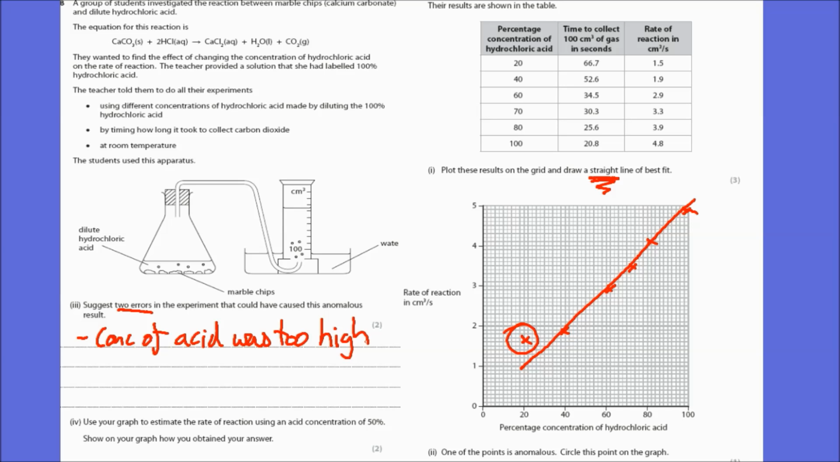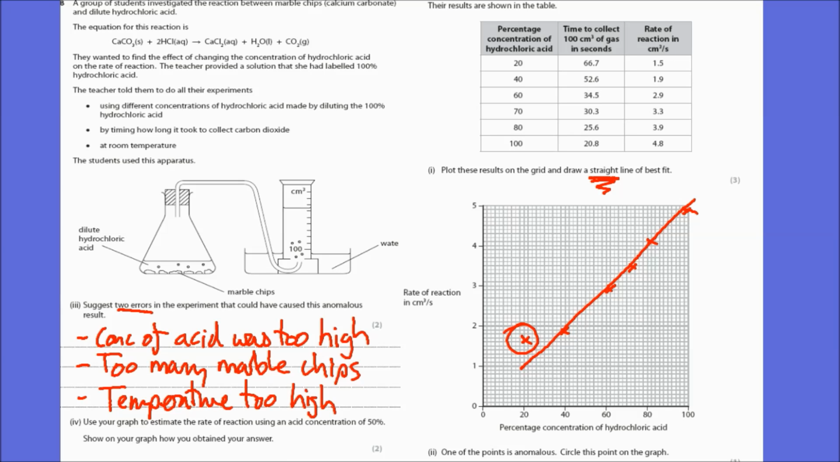Perhaps the student used too many marble chips, or perhaps marble chips with a bigger surface area. So too many marble chips. What else might cause the reaction to be faster than it should have been? Well, perhaps there was a sudden increase in temperature at that point. So temperature too high.